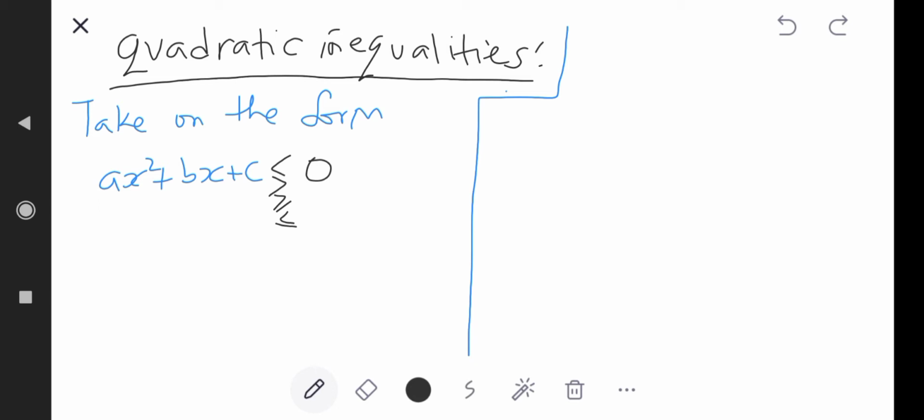And to solve these quadratic inequalities, the best method that we are going to use in this case is going to be factorization.